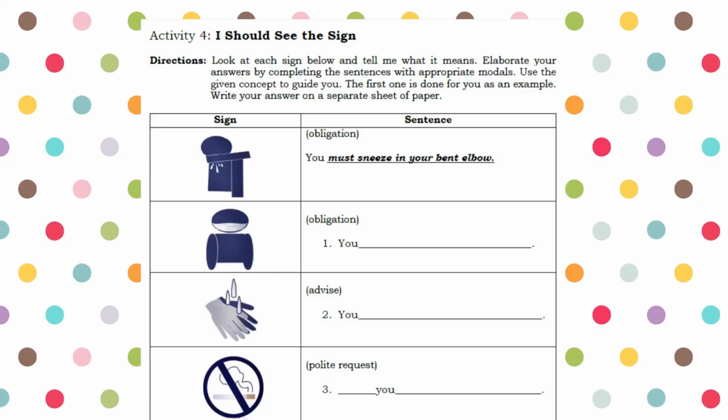Let's have activity 4. I should see the sign. Direction. Look at each sign below and tell me what it means. Elaborate your answers by completing the sentences with appropriate modals. Use the given concept to guide you. The first one is done for you as an example. Write your answer on a separate sheet of paper. Example number 1. You must sneeze in your bent elbow.